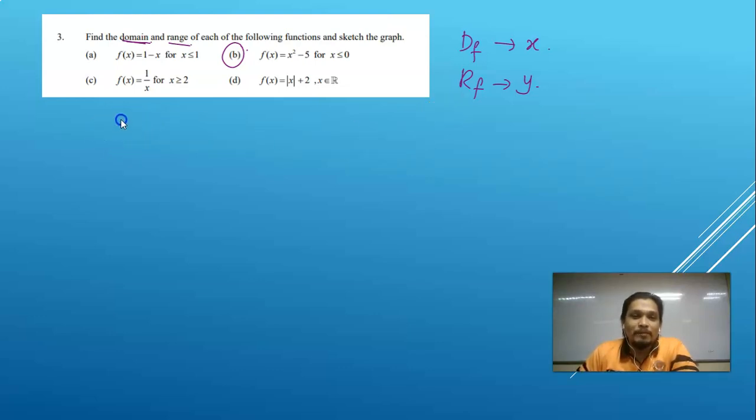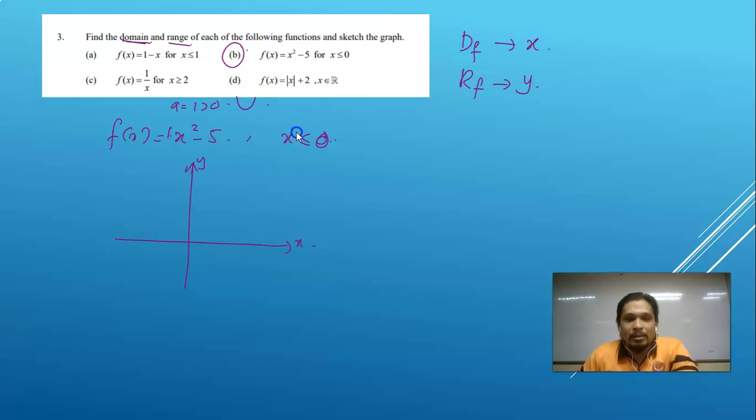So first, f(x) equal to x squared minus 5, given x less than or equal to 0. We might think that the graph of x squared minus 5 will be something like this. Because the coefficient of x squared is 1, a equal to 1, which is greater than 0, the graph will be something like this. The only thing is, are we going to look at all this? Sometimes we need to, sometimes not.